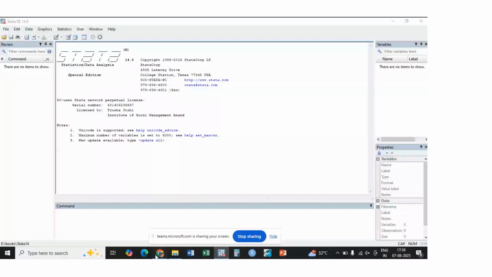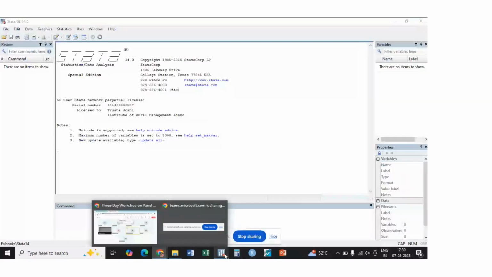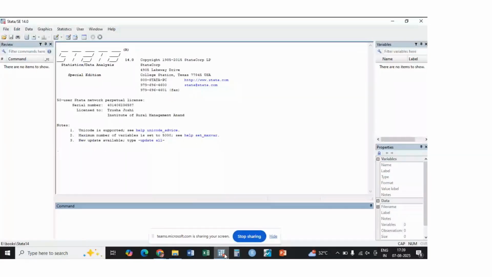Can you see the data screen? Can any one of you confirm? You should be able to see. Yes, sir, we can see.